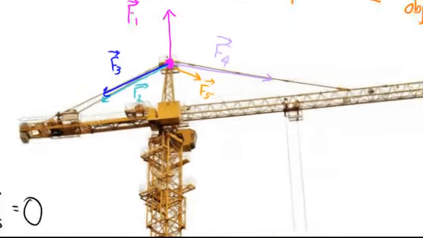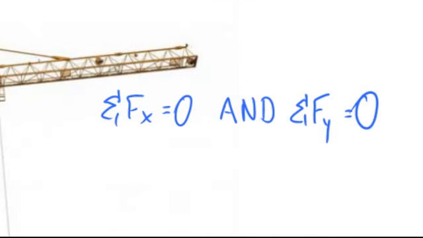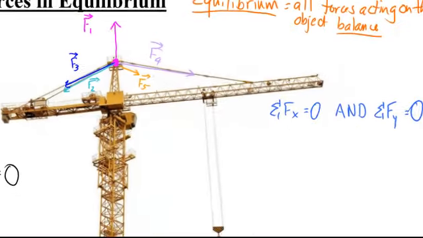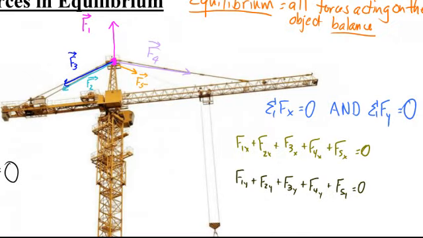We write that in this way. The sum of the forces in the x direction is equal to zero, and the sum of the forces in the y direction is equal to zero. So that means we would resolve F1 into X and Y components. We would resolve F2 into X and Y components. And the same for F3 and for F4 and for F5. And then we would put them into these two equations. Here's what it looks like. Now I have two equations. And I have X components in one and Y components in another.